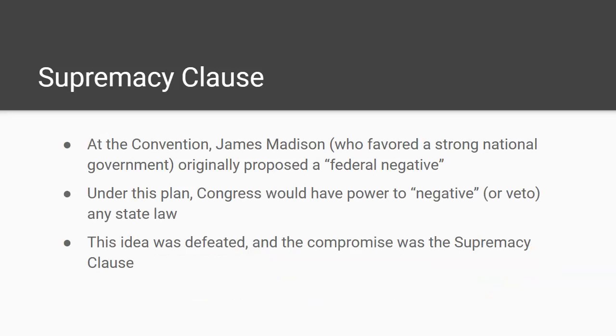Originally, some delegates at the Constitutional Convention had pushed for an even stronger version of the Supremacy Clause. James Madison proposed giving the National Congress a federal negative over any state laws. This was functionally a federal veto power over any state law. However, this idea went too far for the majority of delegates. It was voted down, and the weaker Supremacy Clause was created as a compromise instead.